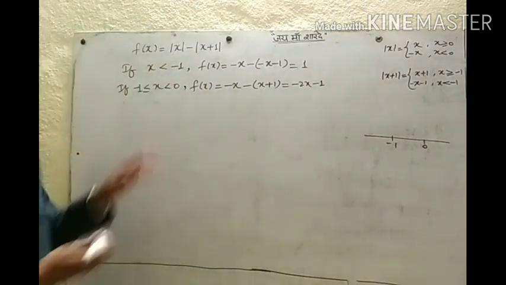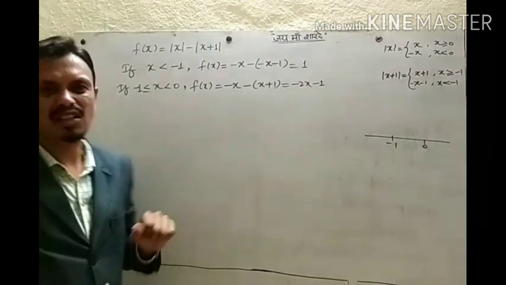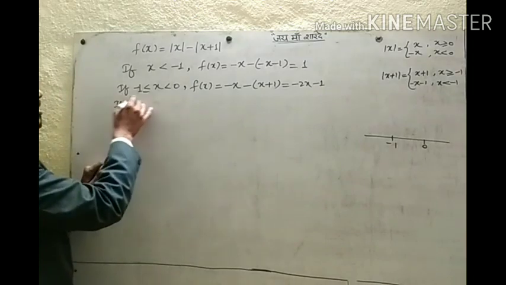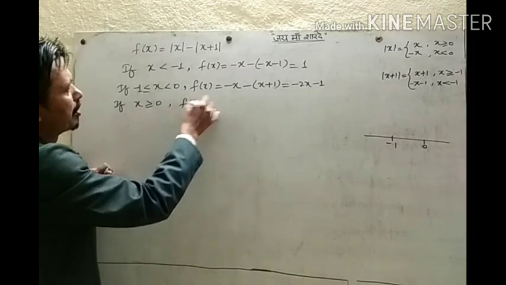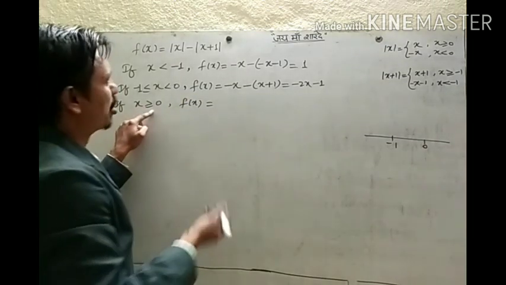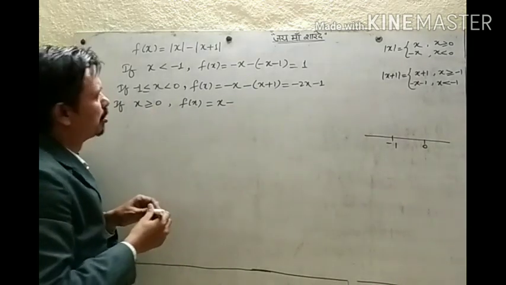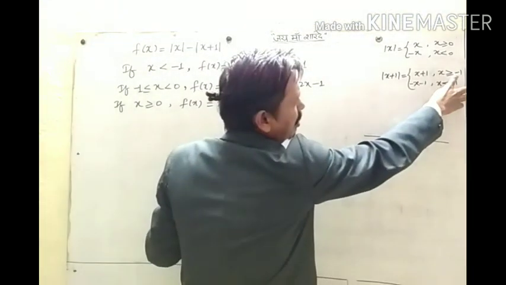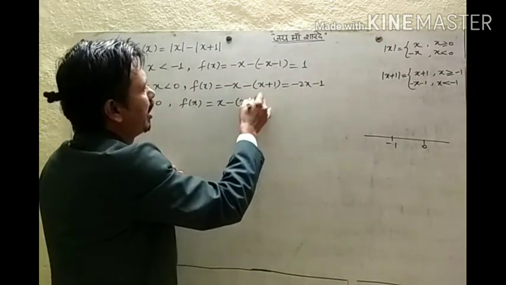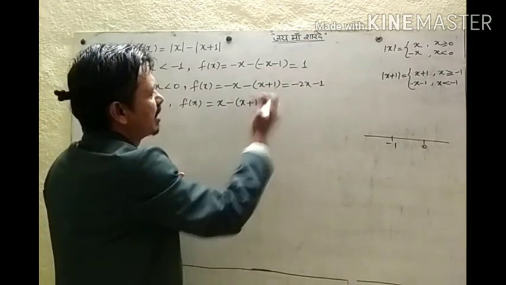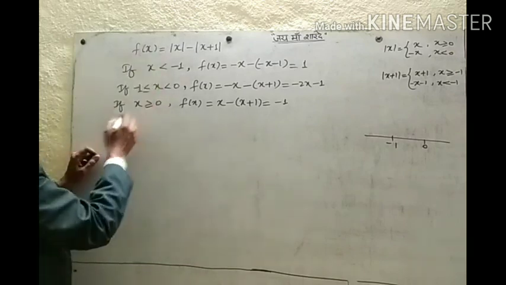So when x is more than or equal to minus 1 and less than 0, f of x will be minus 2x minus 1. Then if x is more than or equal to 0, then f of x: x is more than 0, so mod x will be x only. x is more than 0, which means it is more than minus 1 also, so mod x plus 1 will be x plus 1 only. So x minus x cancels and we get minus 1.